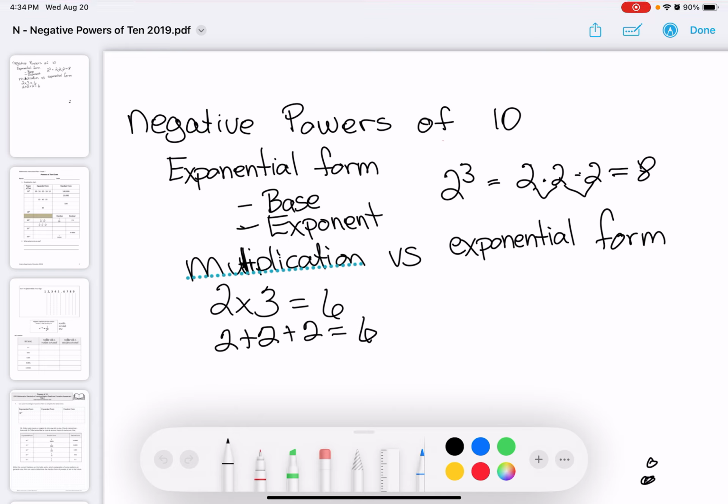In exponential form, as we saw, we have a base. In this case, it is 2. And that base is the number that we're going to repeatedly multiply. Our exponent 3 tells us how many times we're going to multiply that base. So that would be 2 times 2 times 2, which is 8.